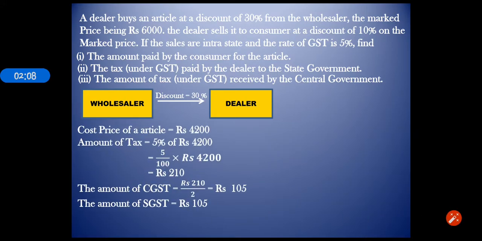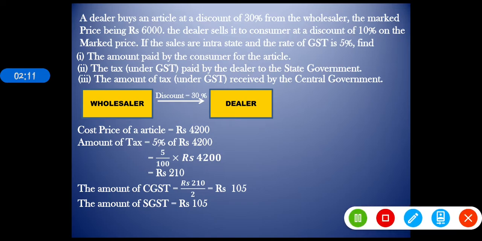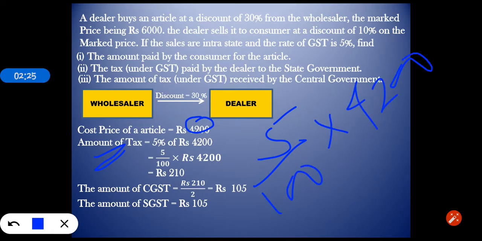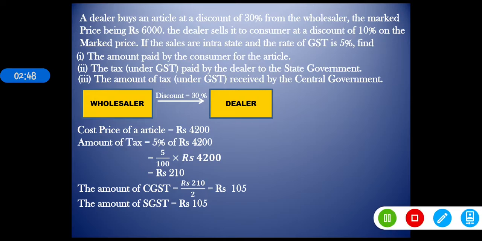Now we have the cost price of an article as rupees 4,200. The amount of tax is 5% of rupees 4,200. That is 5 divided by 100 into 4,200. 20 gets cancelled, so 5 into 42 is 210. This 210 is divided into two parts. 210 divided by 2 is 105. It goes to the central government, and another 105 rupees goes to the state government.